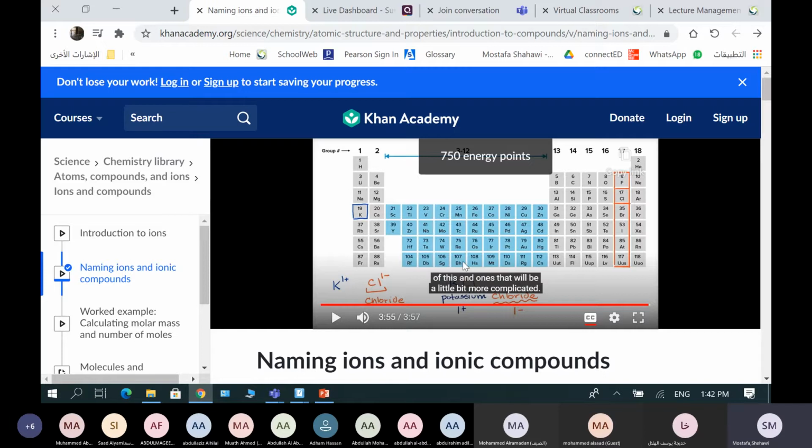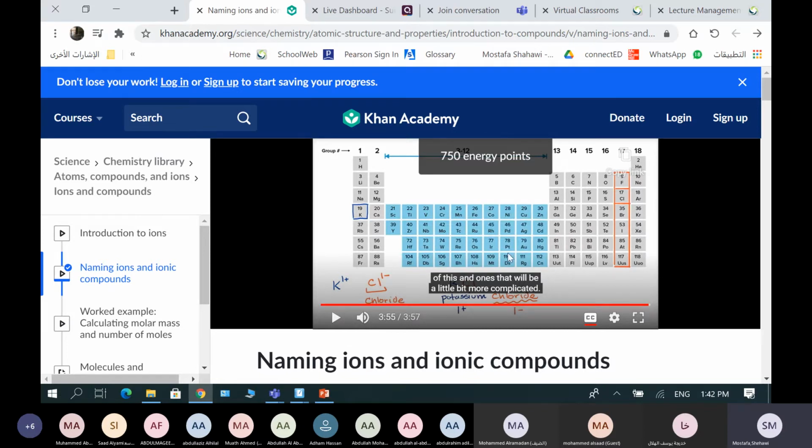This compound is formed between metals and non-metals: the positive ion from metals and the negative ion from non-metals. The metals will be on the left of the periodic table, non-metals will be on the right of the periodic table. Metals will have a positive ion, non-metals will have a negative ion. The name of the non-metal is changed by adding the suffix IDE. The name of the positive ion is not changing. That's because it's defined by the name of the negative ion in the ionic compound.